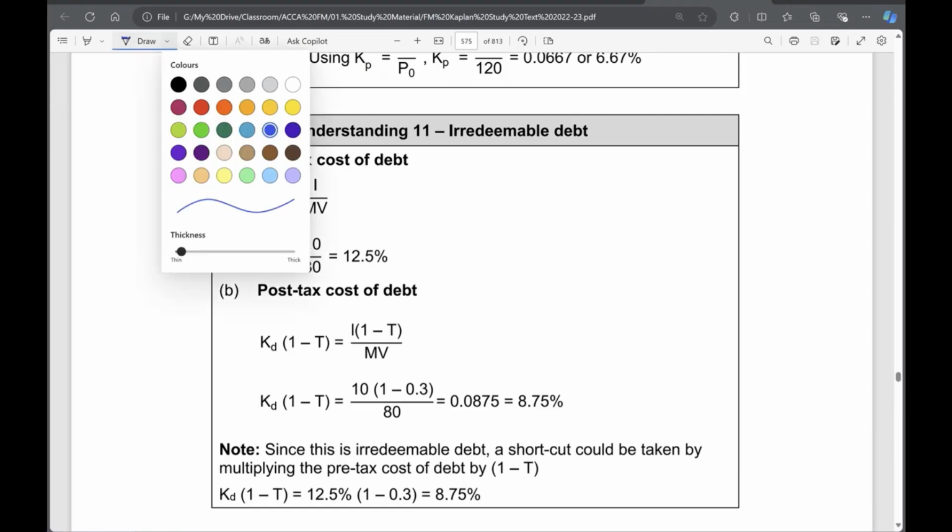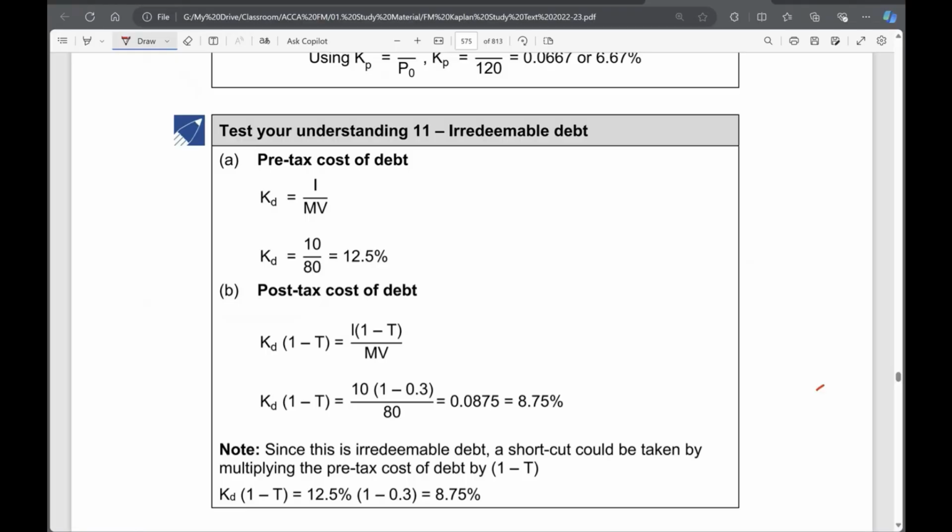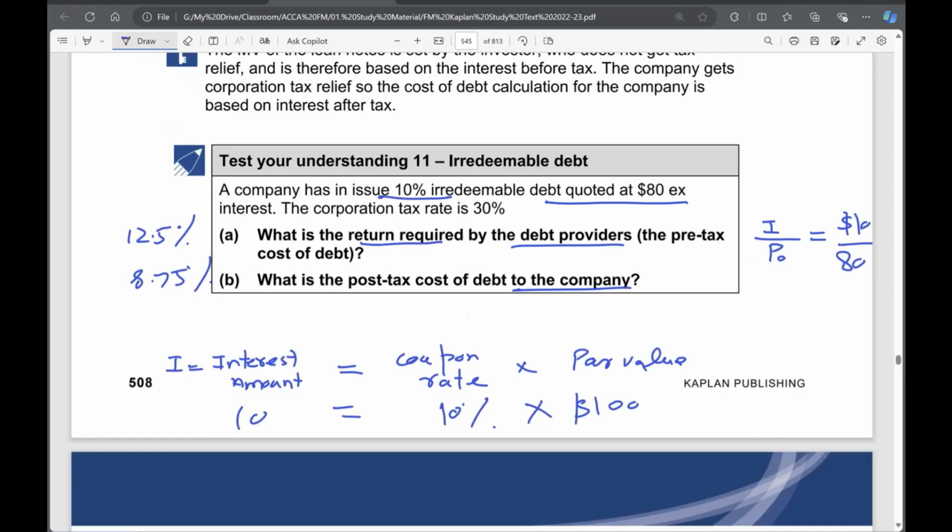So look, from here, what we learn: the investor will receive the entire 12.5% return, but our cost is just 8.75% because of the tax saving, because of the tax relief. Our overall effective cost will fall. That is why one of the reasons debt is always cheaper, right?